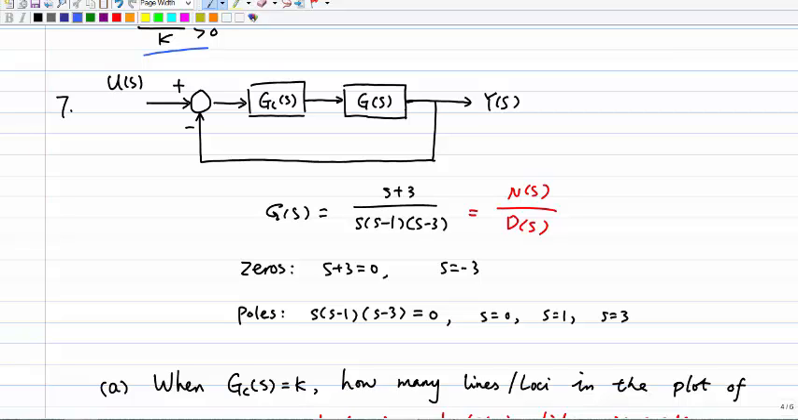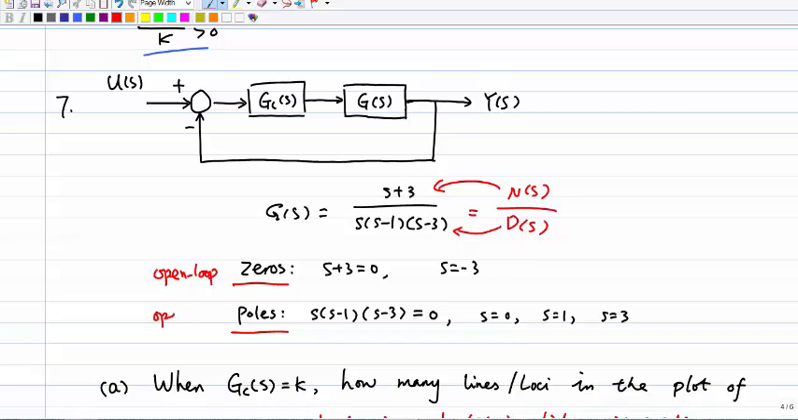Here I give you a system given by the block diagram. This is also a unit negative feedback. So I have the Gc(s) block and the G(s) block. They are in a cascade, and then I have a unit negative feedback. Here G(s) is given by (s plus 3) divided by s times (s minus 1) times (s minus 3). We can divide this into numerator and denominator. The numerator is s plus 3, and the denominator is s times (s minus 1) times (s minus 3).